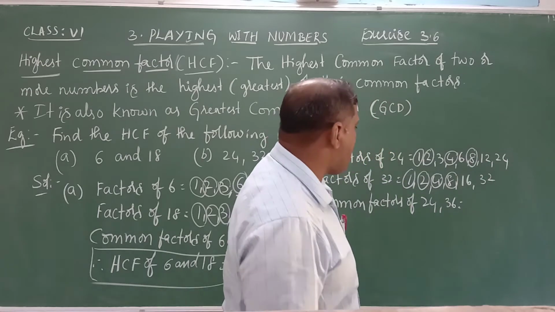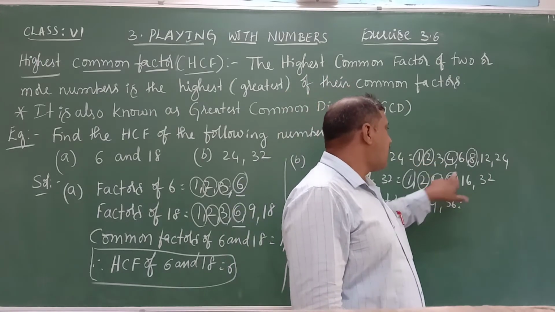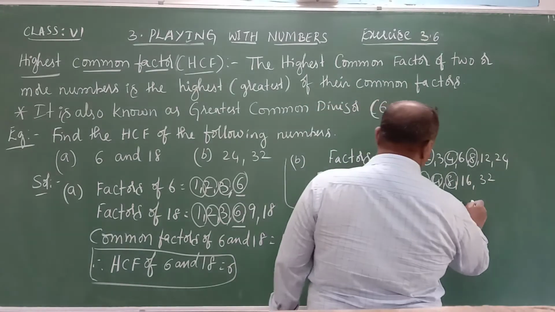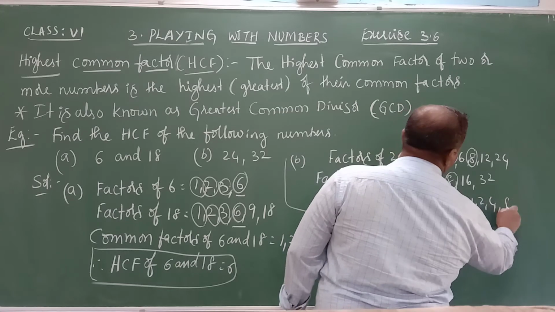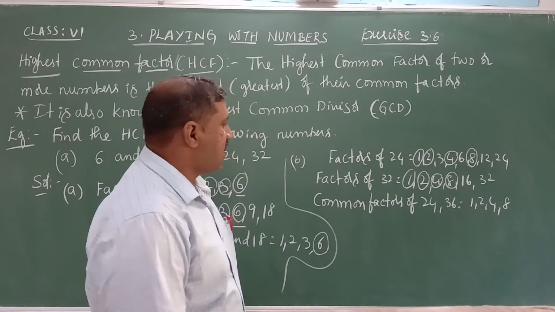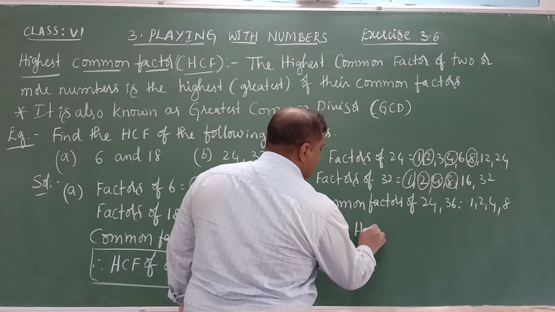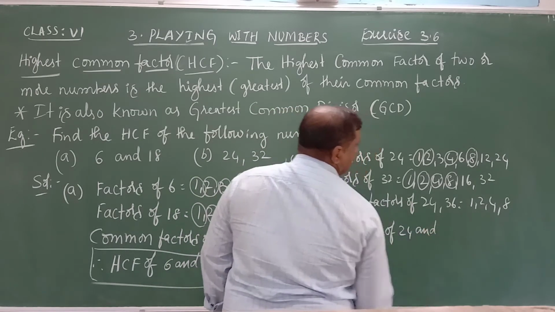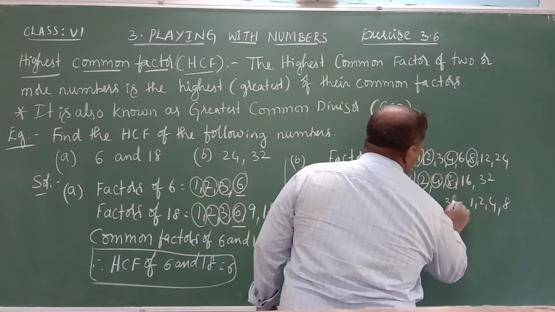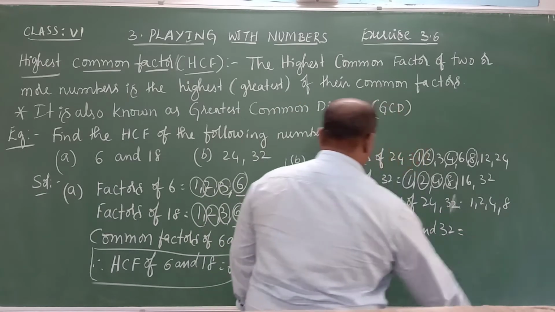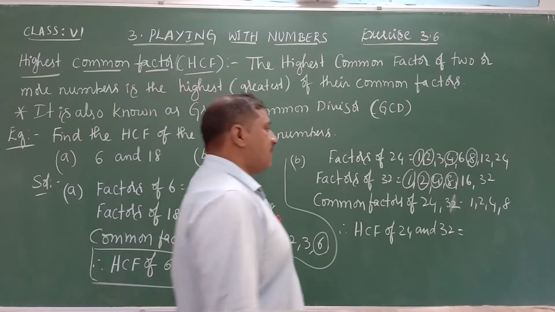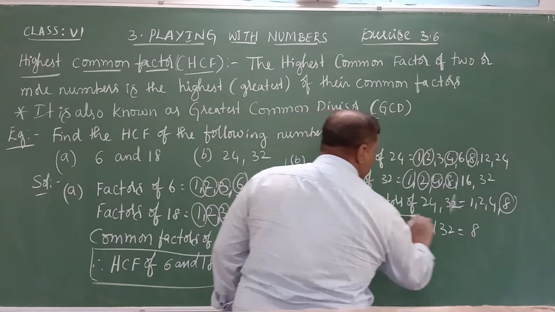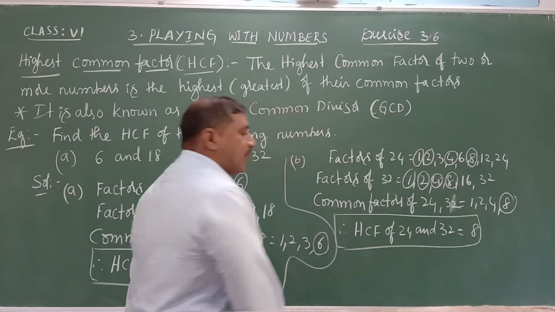Do you find any other common factors? 3 is there, but we have no 3 in 32. 6, no 6. 12, no 12. 24, no 24. So 1, 2, 4, 8 are the common factors. Therefore, the HCF of 24 and 32 is equal to, which is the highest common factor? It is 8. Therefore, the HCF of 24 and 32 is 8.